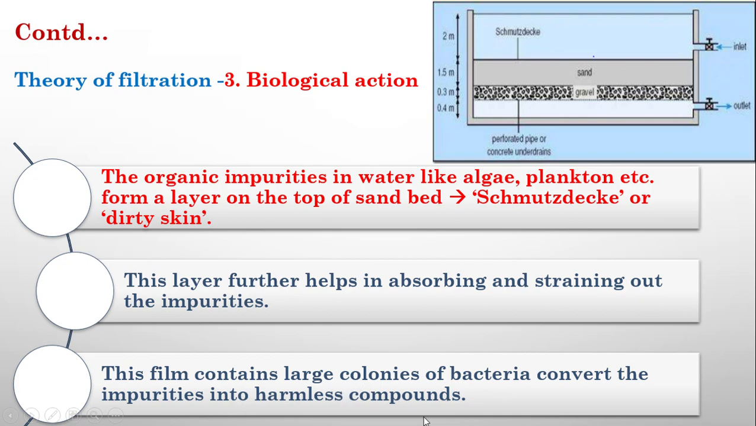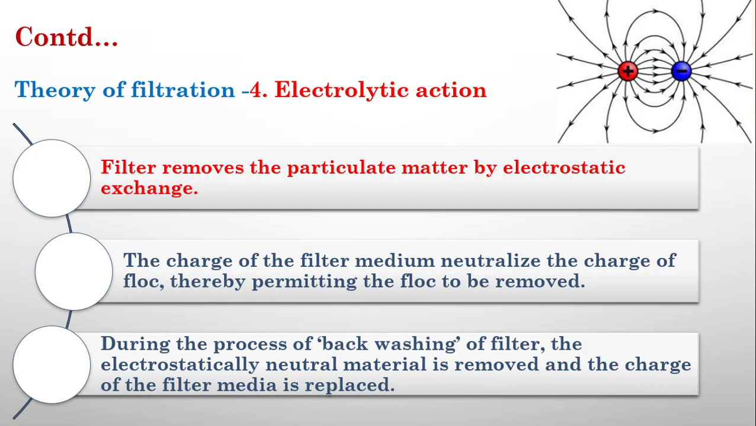So this is the third action occurring in a filter. And the fourth action is electrolytic action. Some types of impurities present in water may contain charges. They react with the sand particles and get neutralized, and flocks will be formed. Such flocks can be removed. That is known as electrolytic action. During the process of backwashing, these flocks will be removed. Okay. So these are the four actions by which filtration occurs inside a filter.